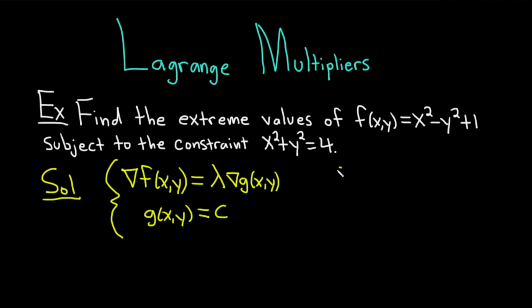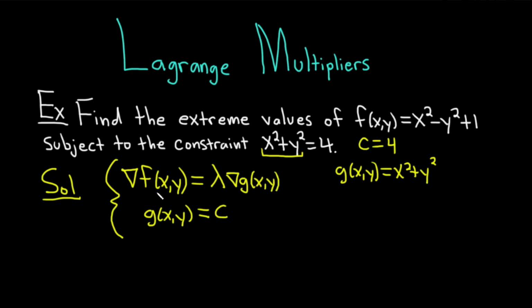In this particular problem, g of x, y is given to us. It's equal to x squared plus y squared, and we know that because it's right here. And our c in this problem is 4. So here c is 4, and so we have x squared plus y squared equals 4. In other words, g of x, y equals c.